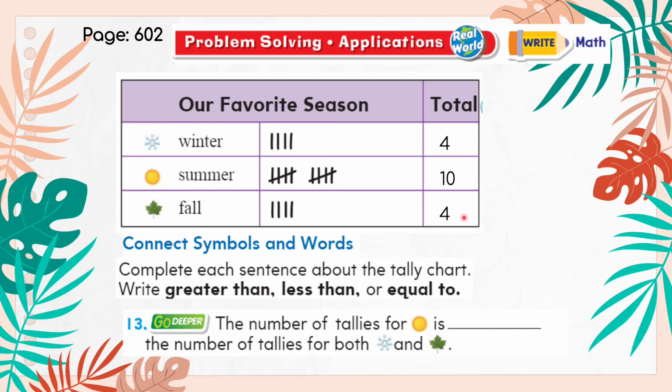Now what do we have for summer? We have 10 for summer. Now, is 10 greater than 8 or is 10 less than 8 or is 10 equal to 8? 10 is greater than 8. Very good. So we are going to write the number of tallies for summer is greater than the number of tallies for both winter and fall.